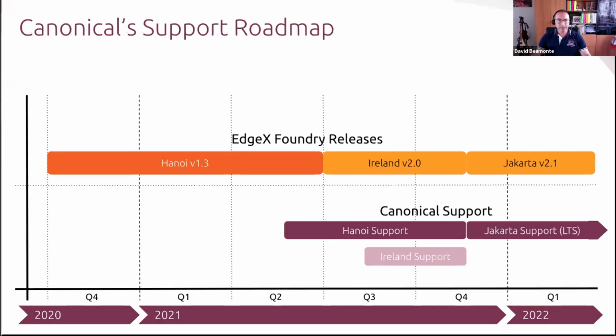Let's dive a little bit into our roadmap. What we can see in this slide is, on the one hand, on the upper side, the timeline of EdgeX Foundry releases, and on the other hand, on the lower side, Canonical's support offering. With Ireland being a new major version, we consider it a transition one towards Jakarta, which we will take as our next stable release, and the version that we want to consider as LTS one. As far as I know, this is aligned with the intentions of EdgeX. So our recently released version based on Hanoi is the one that we consider stable, and our suggested version until Jakarta is released by Q4.